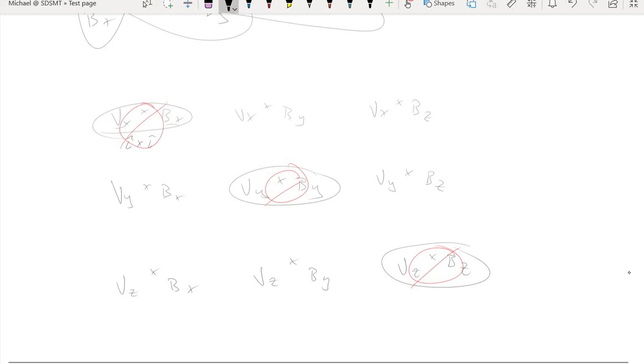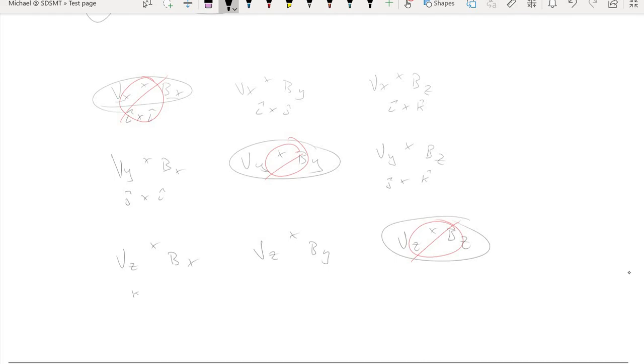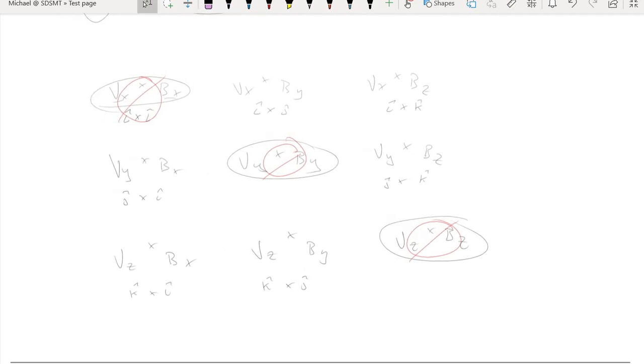Vx cross By, I have an i hat cross j hat. Vx Bz, I have i hat cross k hat. Here we have j hat cross i hat. Here we have j hat cross k hat. Here I have k hat cross i hat. Here I have k hat cross j hat. And I know what all of these combinations are going to result in.